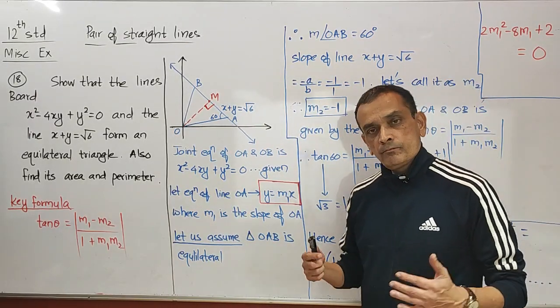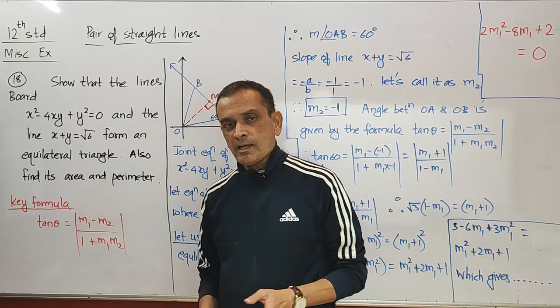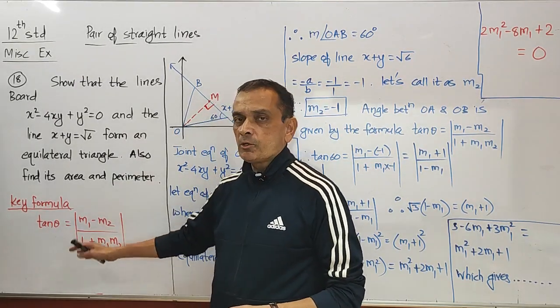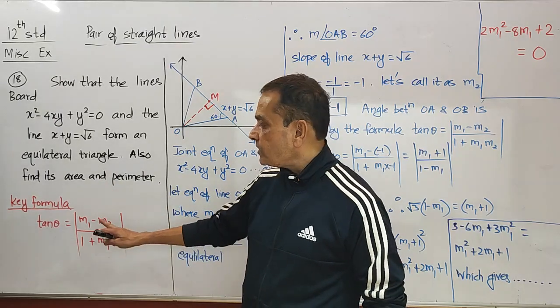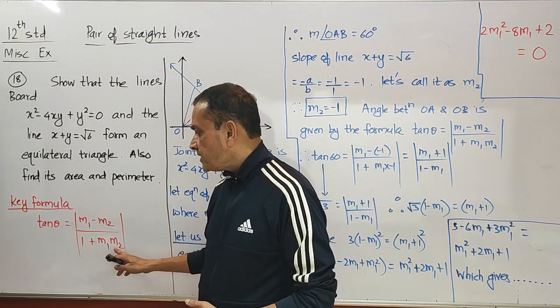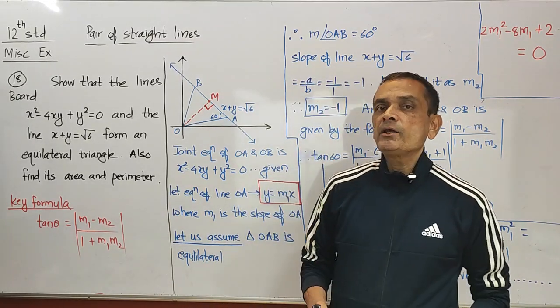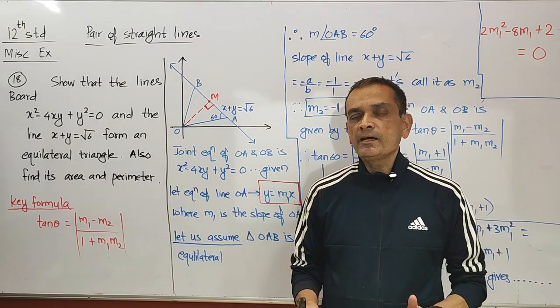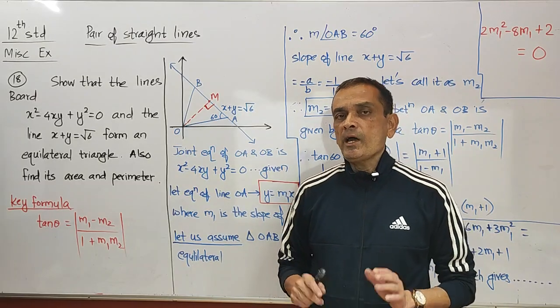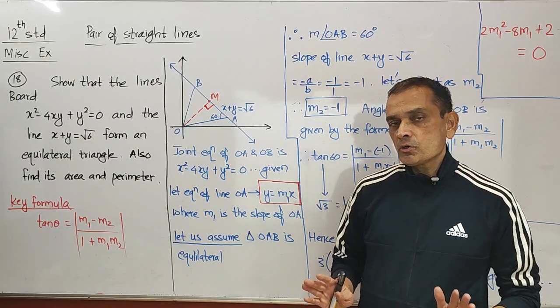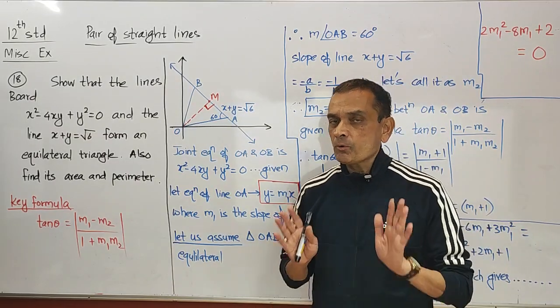So let us see. Now the key formula, I have just written the main formula to be used later on. Tan theta is equal to the absolute value of m1 minus m2 upon 1 plus m1 m2. This is an 11th standard basic formula where you have to find the angle between two lines. Now, which two lines, we will see. First let us go straight away to the diagram and to the problem.